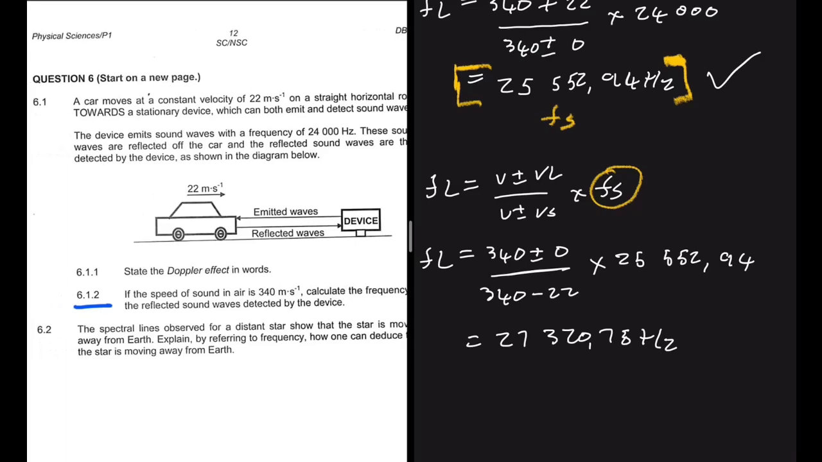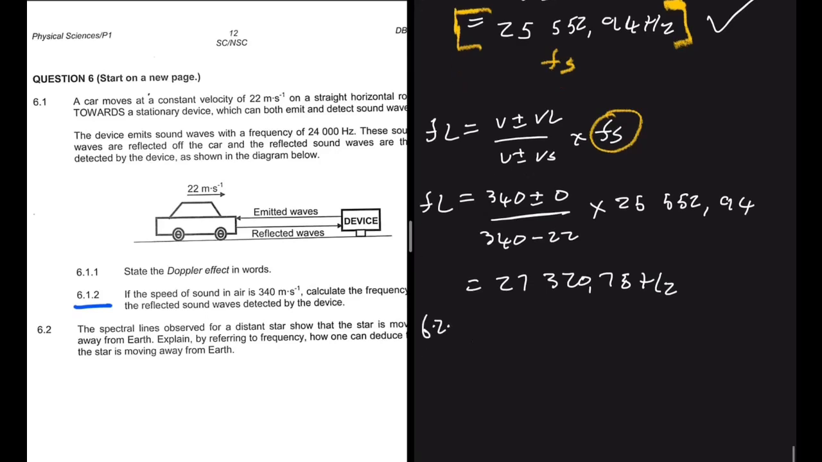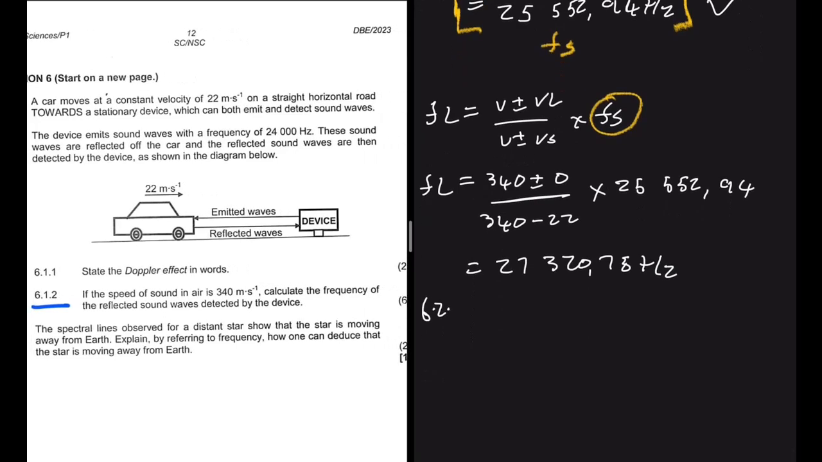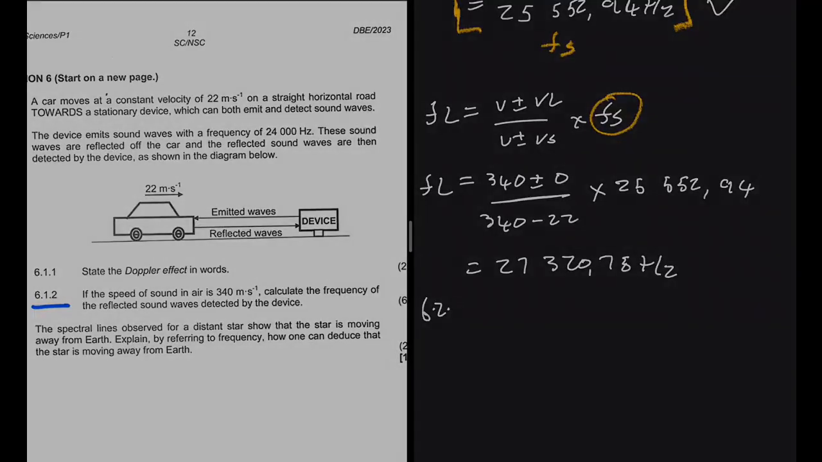And the last question, 6.2: the spectral lines observed for a distant star show that the star is moving away from Earth. Explain by referring to frequency how one can deduce that the star is moving away from the Earth. Here I'm very interested in how you answered this question, so can you please let me know in the comment section. State the Doppler effect in words. Of course, we're going to skip that.